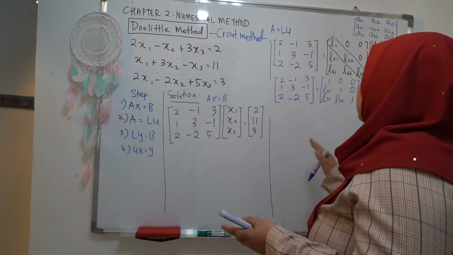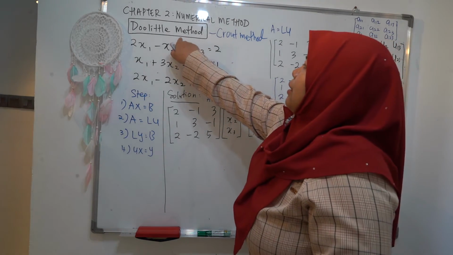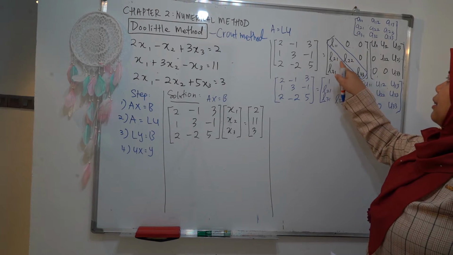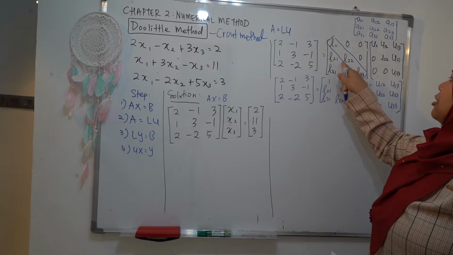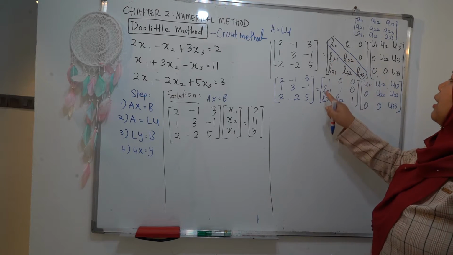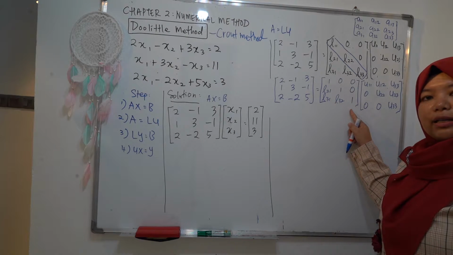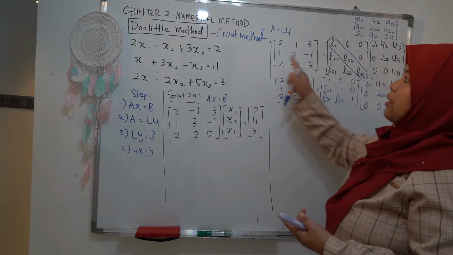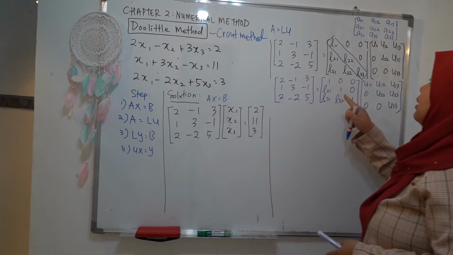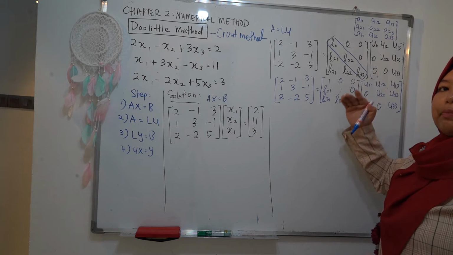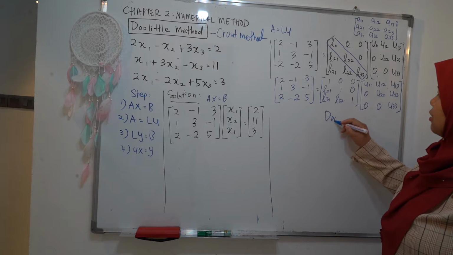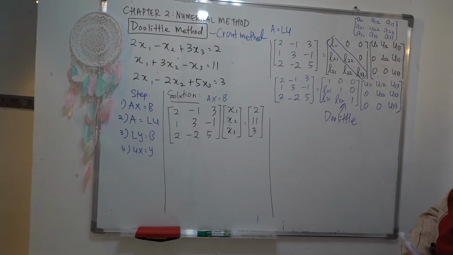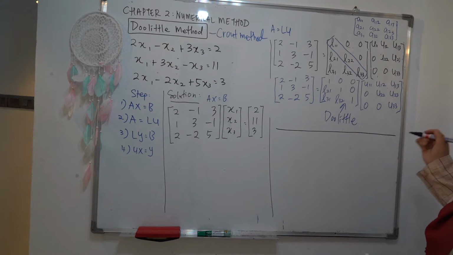As you can see here, for the Doolittle method, I change the diagonal of matrix L into 1, and then I just copy and paste matrix U. It differs from the Crout method. For the Crout method, for the matrix L, I just copy and paste. So this is the Doolittle. How about the Crout method?